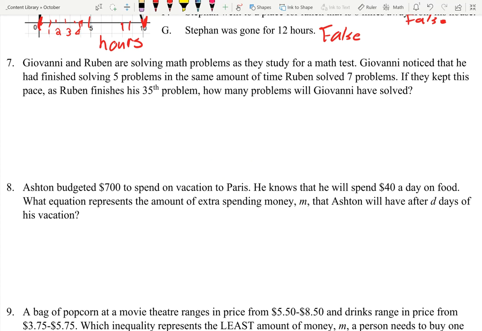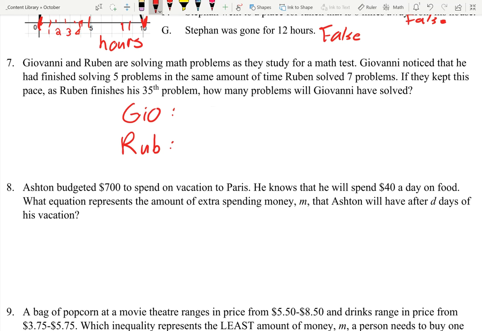Let me put this sideways instead so I can see a little better. Gio, Ruben. Okay, I'll pause it for a second. All right, sorry about the pause there. Hopefully you didn't lose me there.